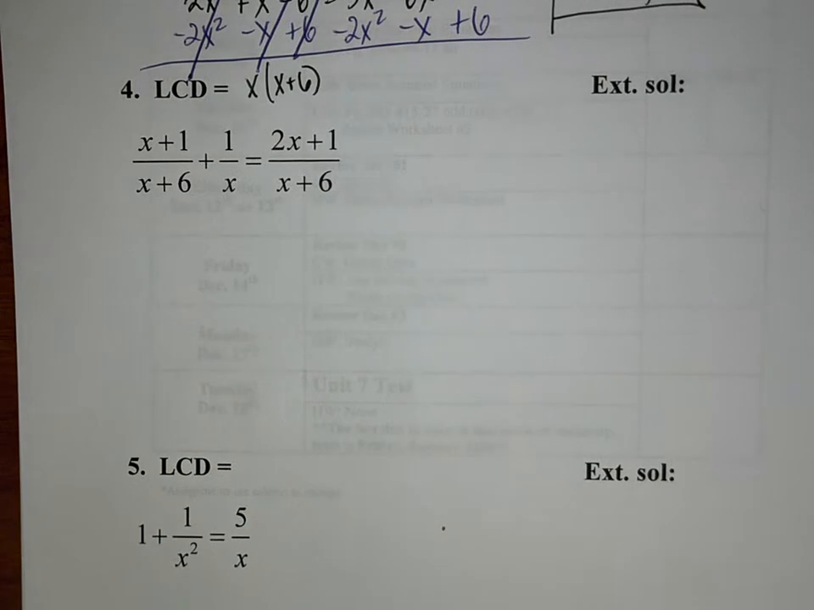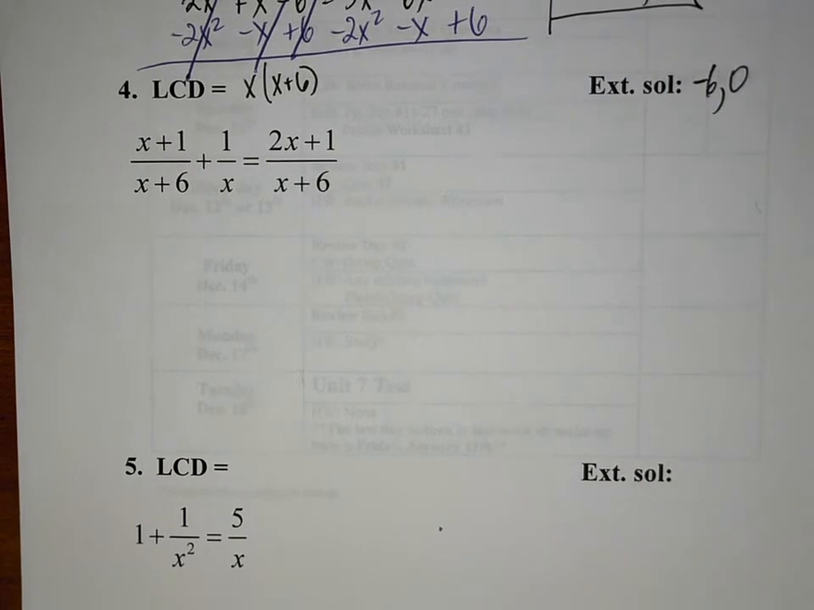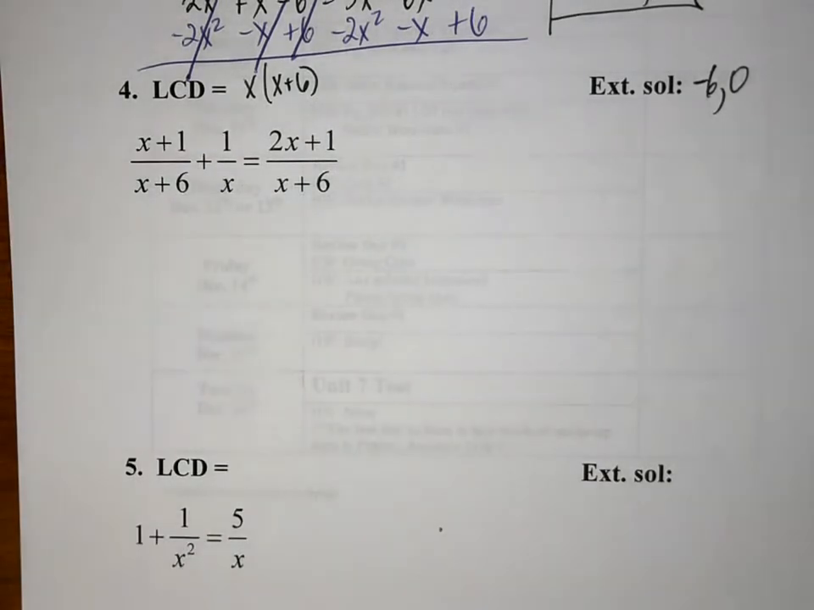Okay, my next question is, what are my extraneous solutions? Anthony, what are my extraneous solutions? -6 and 0. Perfect. -6 and 0. And can somebody tell me why my values for my extraneous solutions are -6 and 0? When you set your denominators equal to 0.